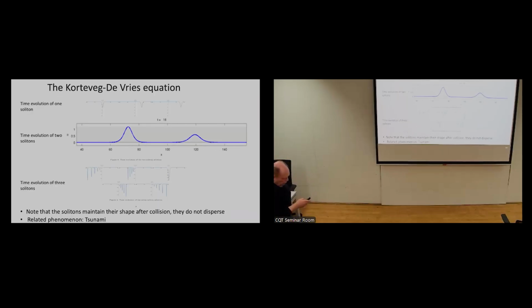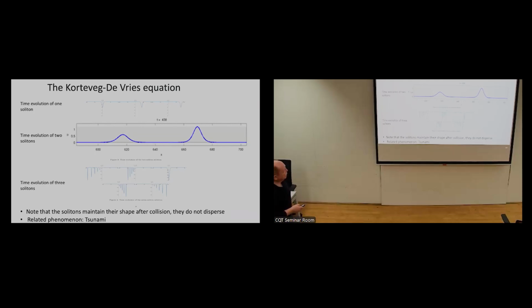So here is an example again. You see, here are two solitons, they collide. And once they pass each other, the shape is maintained. The same happens for 3 or 4.